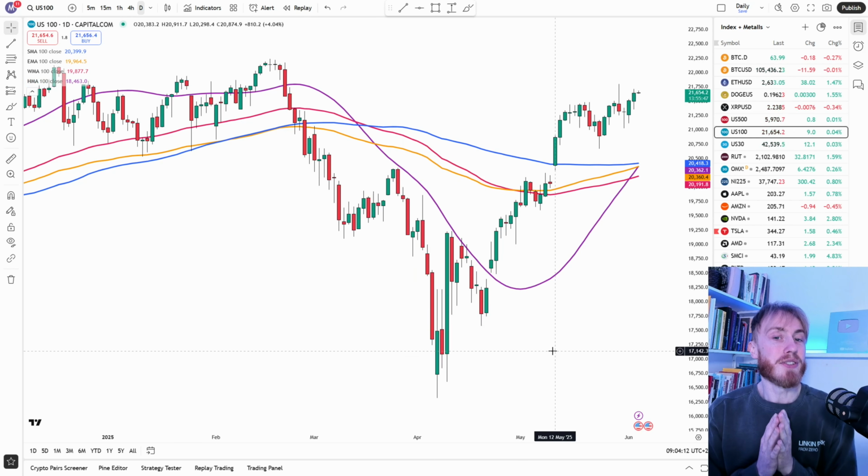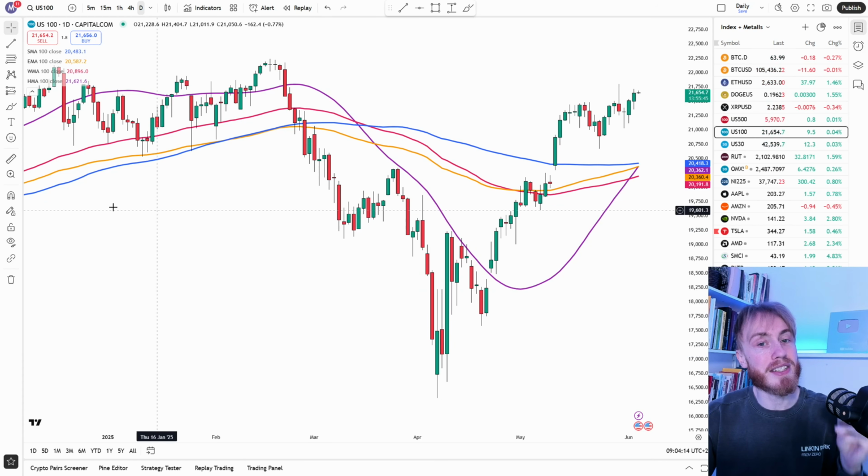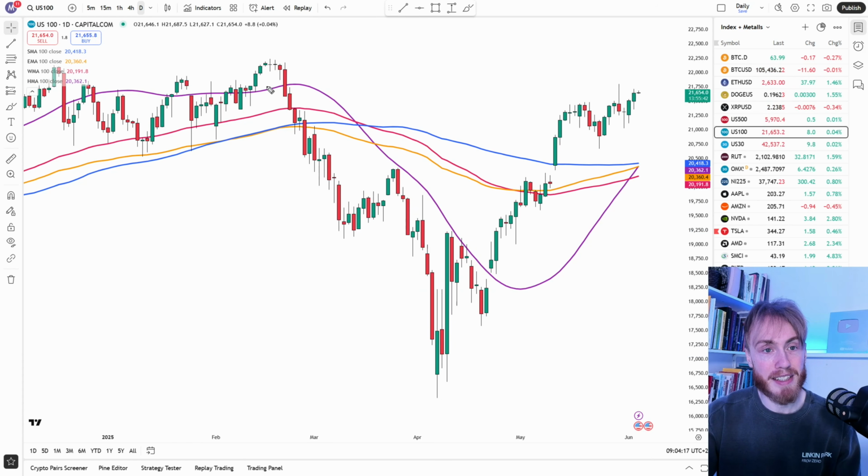So now you can start to see that this moving average is very different. You can see, first of all, that it's much more smooth. It doesn't go up and down a lot.